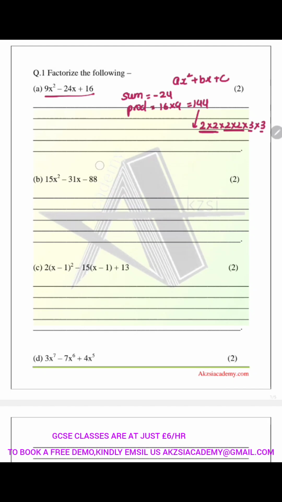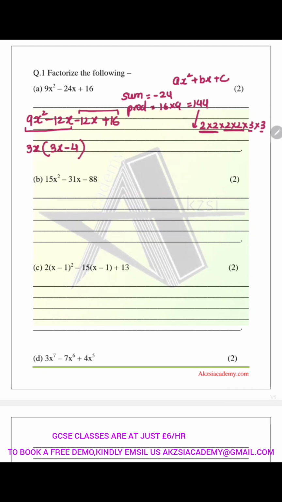Since this is all about splitting the middle term, this method itself is called splitting the middle term, so I'm splitting it into negative 12x and negative 12x. So here I'm writing it here. Now I have to make pairs. So this is pair 1, this is pair 2. I can take out 3x as common. So remaining would be 3x minus 4.